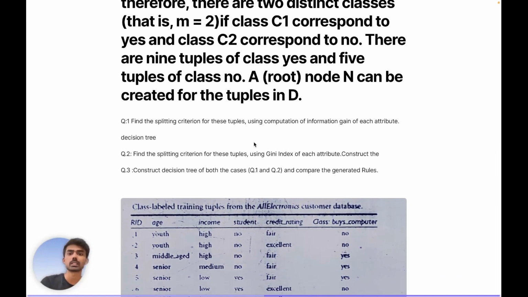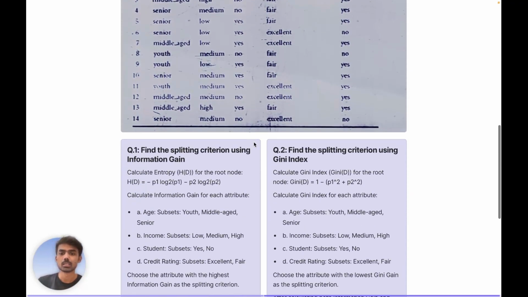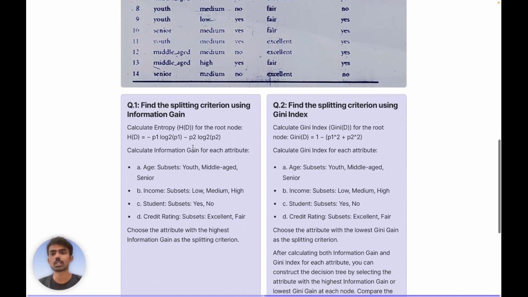Find the splitting criteria for these tuples using computation of information gain of each attribute. For the first question, what we can do is calculate the entropy for the root node, as we have to also design the decision tree at the end. So we take a root node. The entropy is calculated as minus p1 log base 2 of p1, minus p2 log base 2 of p2.